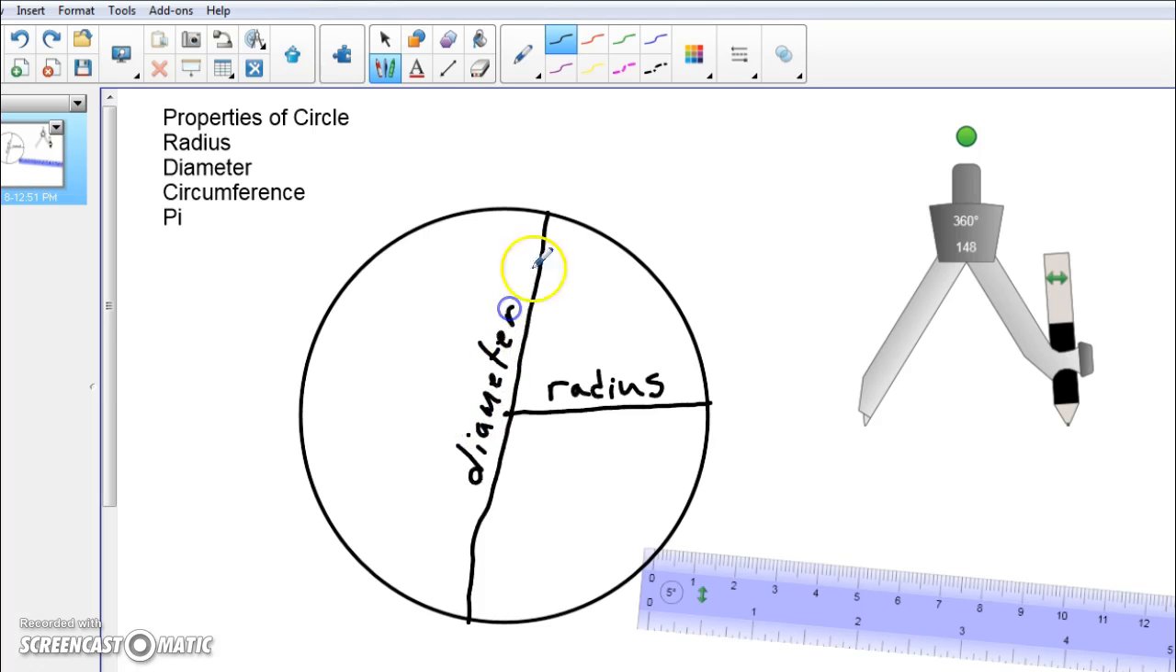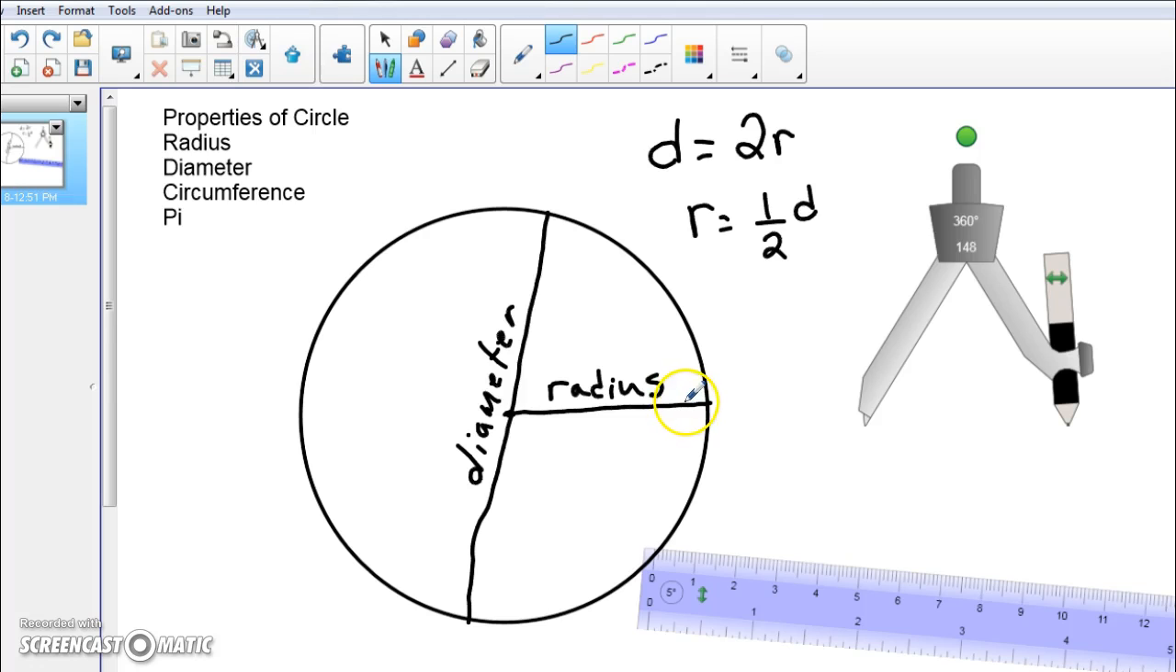Now, the diameter, if we look at that, is made up of a distance from here to the edge, which is one radius, and from here to the edge, which is a second radius. So in other words, the diameter is equal to twice the radius. Likewise, we could say the radius is equal to half the diameter. So we can define a circle by the distance from the center to the outside, and if we know the diameter, we can find the radius.